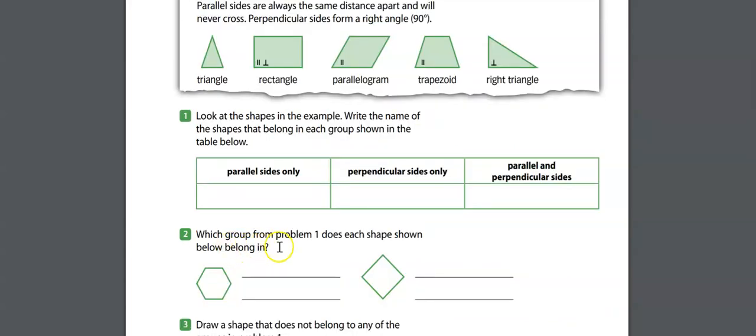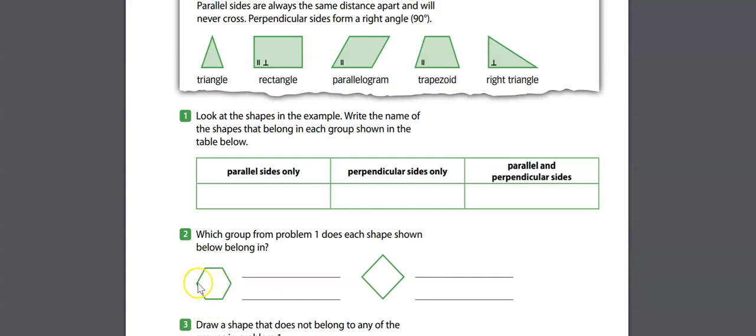Question 2 says, which group from problem 1 does each shape shown below belong in? So we're going to look at each of our shapes right here, and we're going to see which column we would place them in. So for our first shape, I see I have one pair of parallel sides right here.